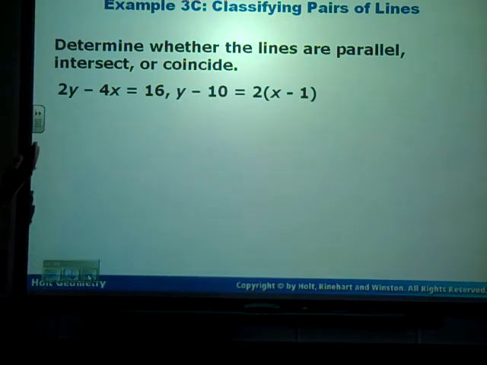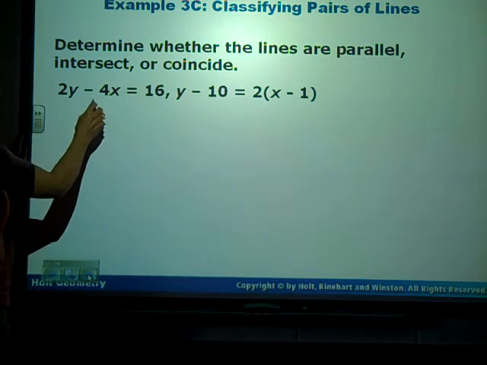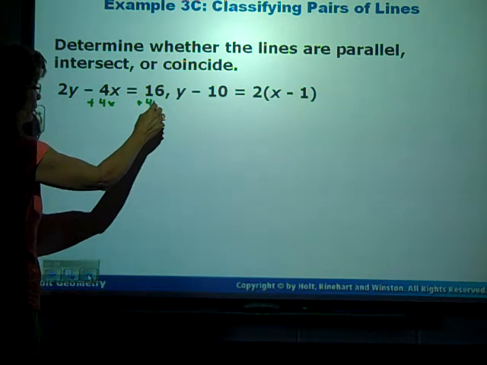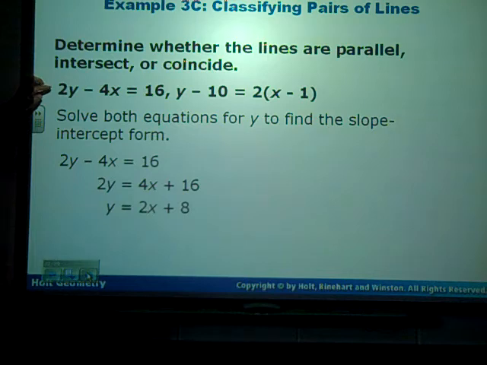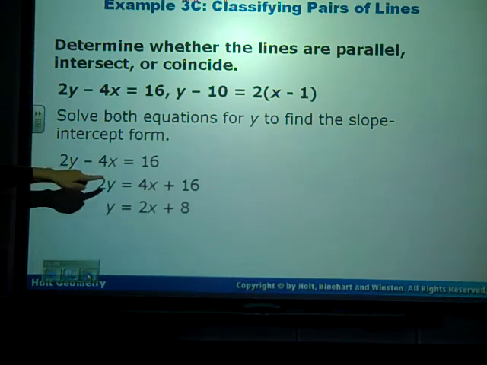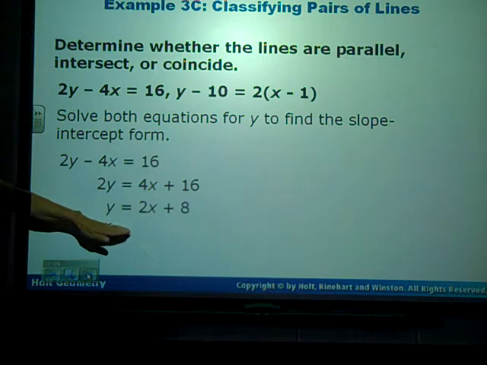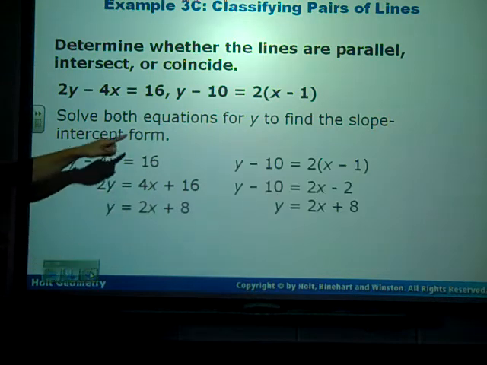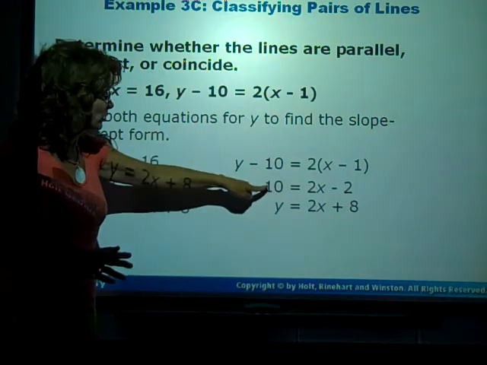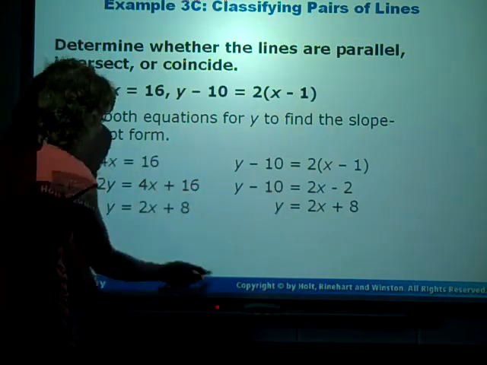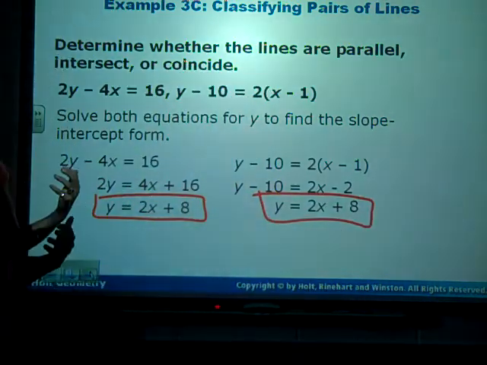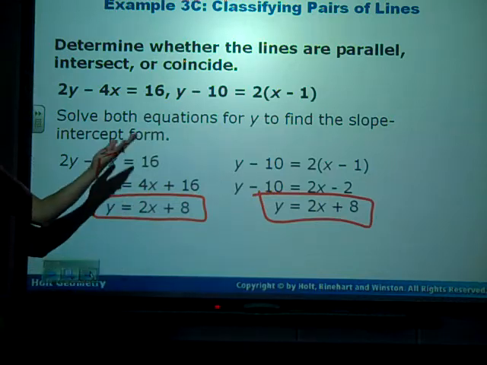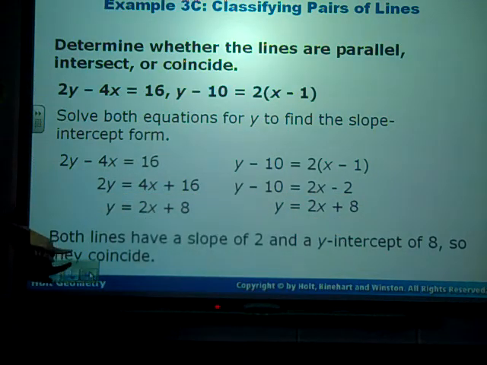This takes a little more. We need y alone before we can find out. So the first thing I'm going to do is add 4x to both sides. You know, this is on the slide. So we have to solve both of them and find slope-intercept for them. Add 4x, divide by 2. Here's your equation in slope-intercept form. Do the same thing with the other one. Distribute, add 10. Now we end up with, what a coincidence! Same equation. Coinciding lines. They coincide. They're the same line.